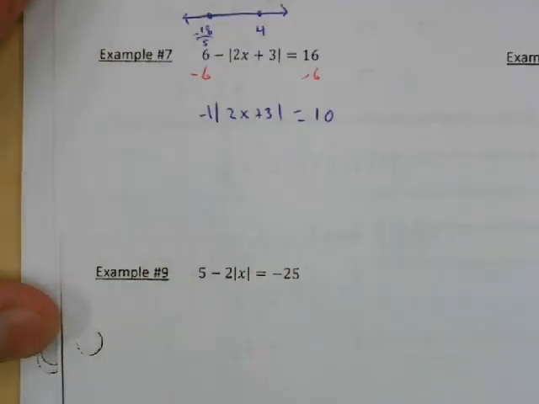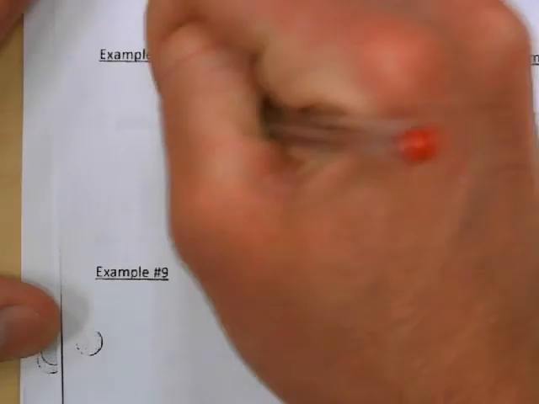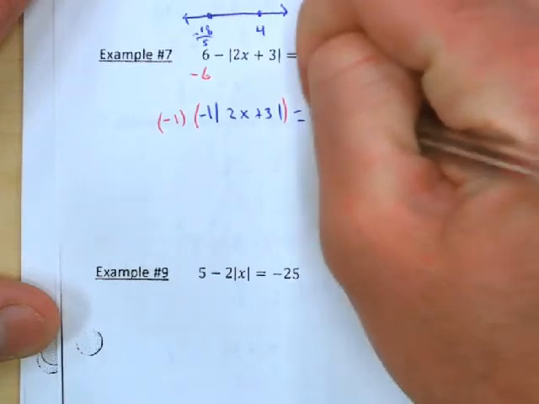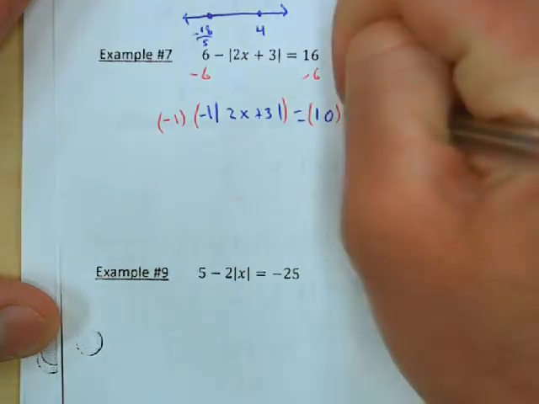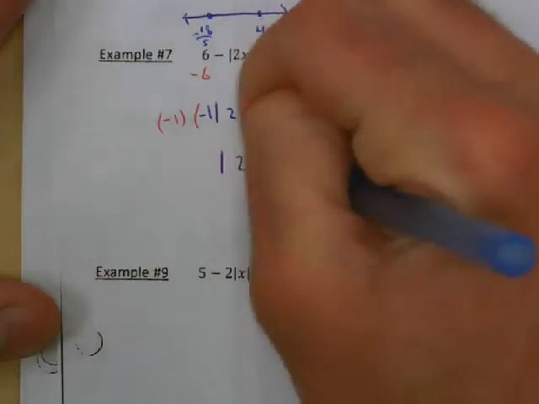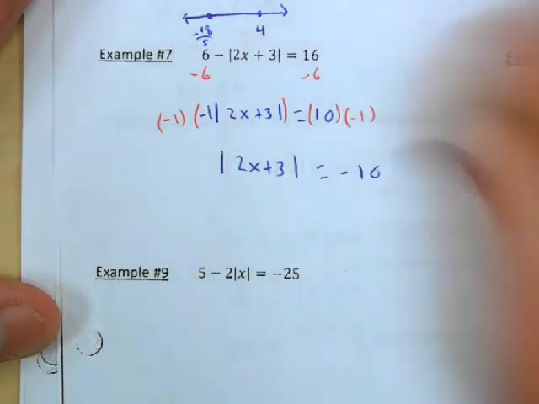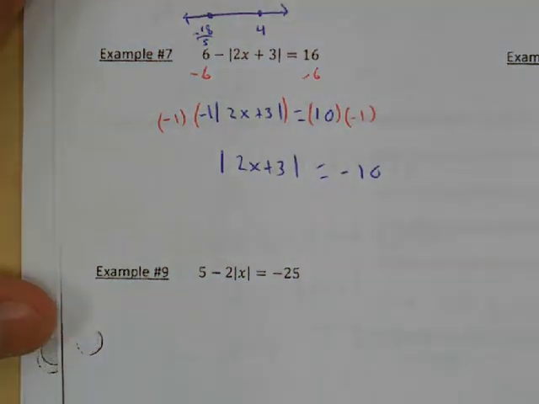How do I get rid of the negative 1? Well, I can multiply by negative 1 or divide by negative 1. Doesn't really matter. It achieves the same goal. So we'll go ahead and multiply both sides by negative 1. And then that gives me the absolute value of 2x plus 3 equals negative 10. So then do I set up my two equations and do all that stuff?